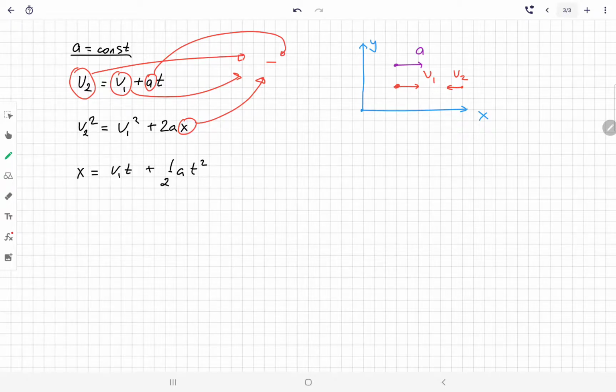Then displacement. For example, this is a starting point, this is a final point. Displacement is directed to the right, as you see. Final point is at the right side of the initial point. So displacement x should be a positive number. If it shifts to the left side, it means displacement will be negative.